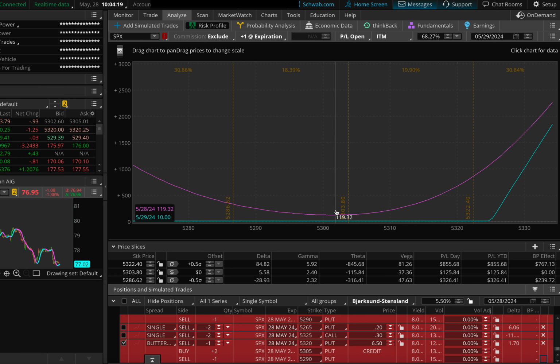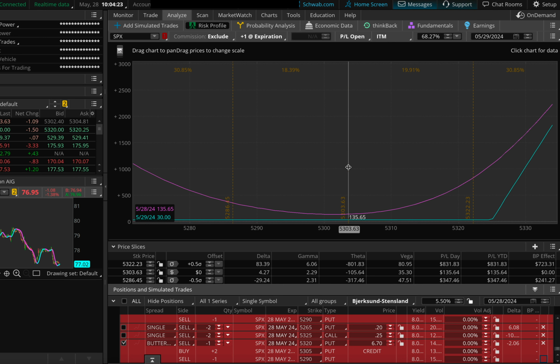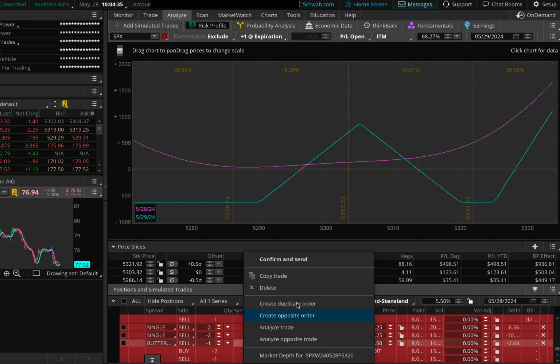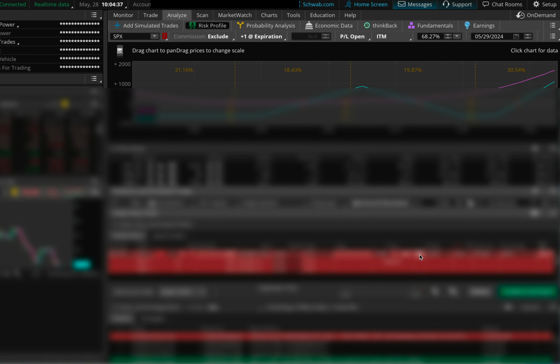So let's go for, let's see, 650. Let's go for like a 6. Let's see, create duplicate order. Let's try to get out of this at 6. Oh, it's moving down. Look at that. 655 maybe.